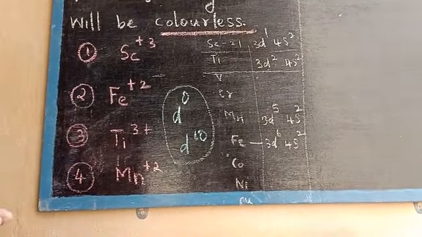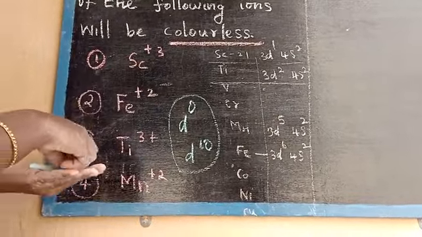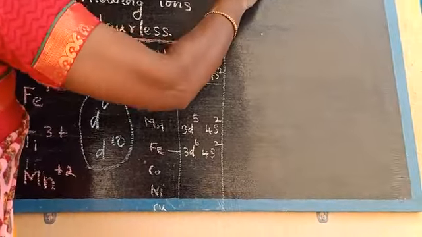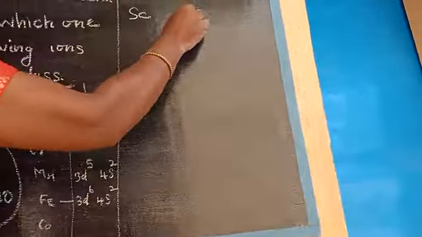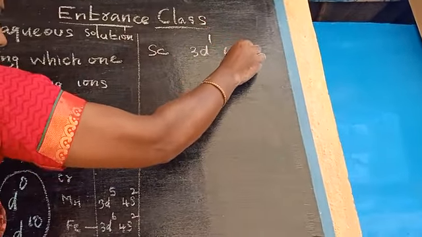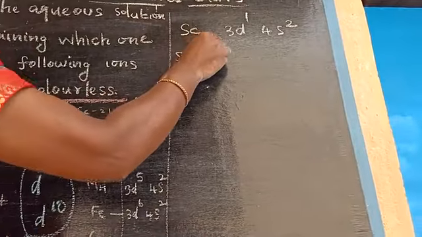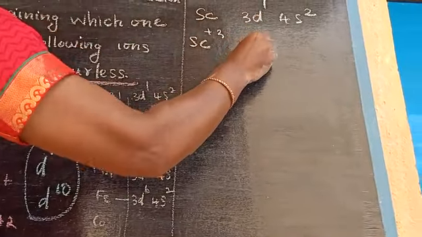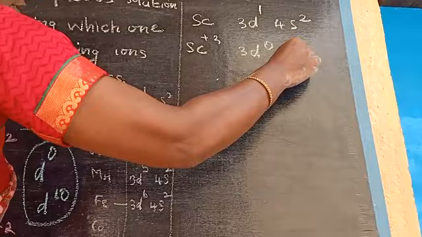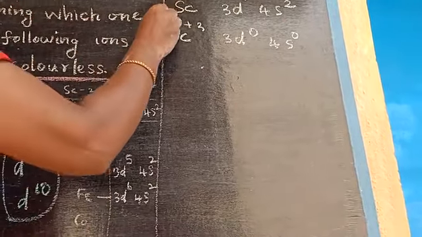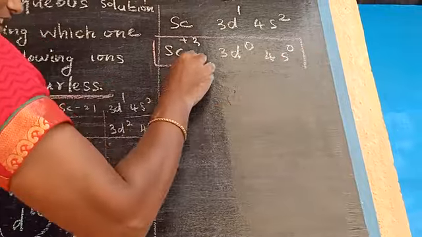Okay, so scandium 3 plus. Scandium has the configuration 3d1, 4s2. Now Sc plus 3 means 3 electrons are lost. So now the 3d orbital is 0 and the 4s orbital is also 0. That is the scandium 3 plus case.